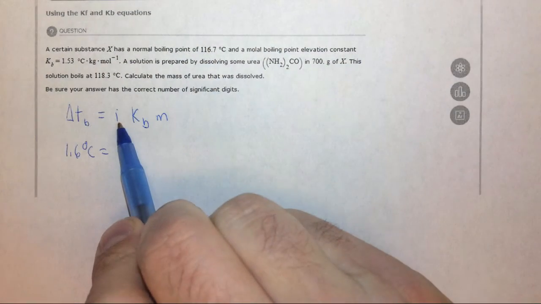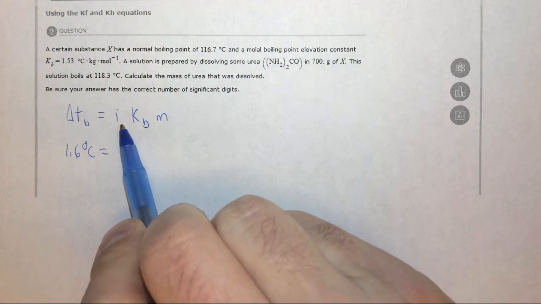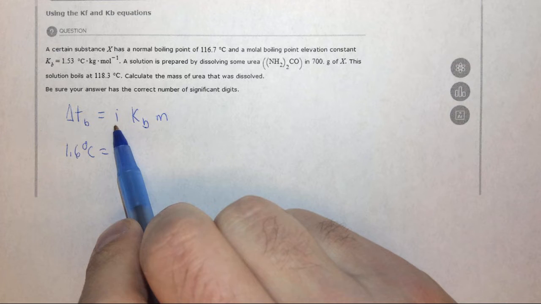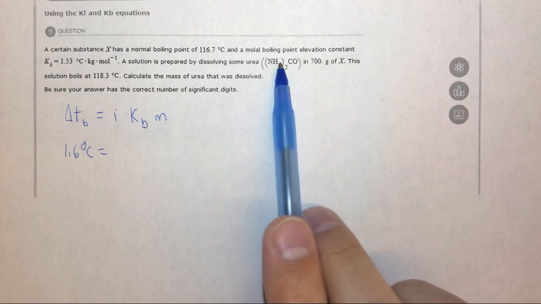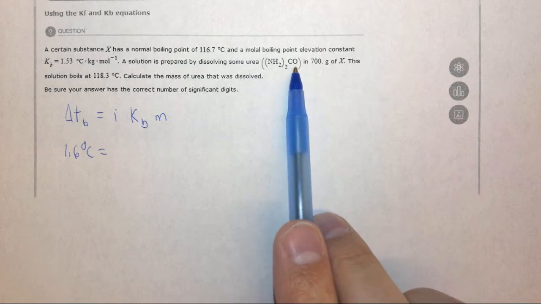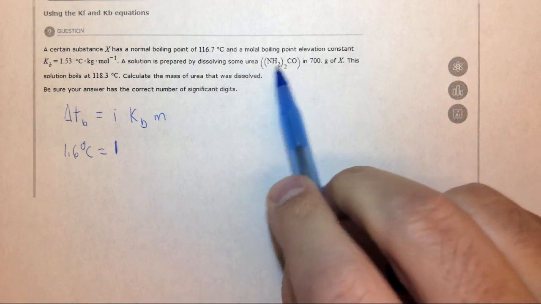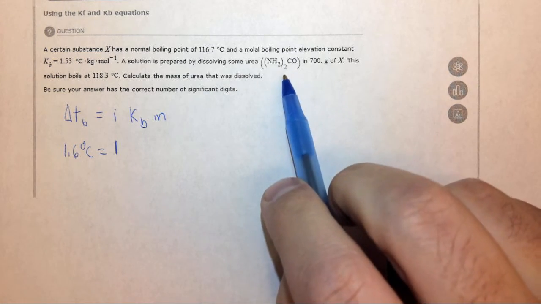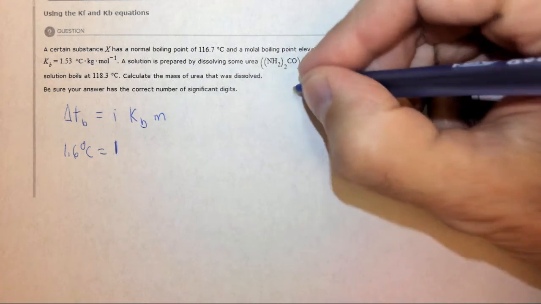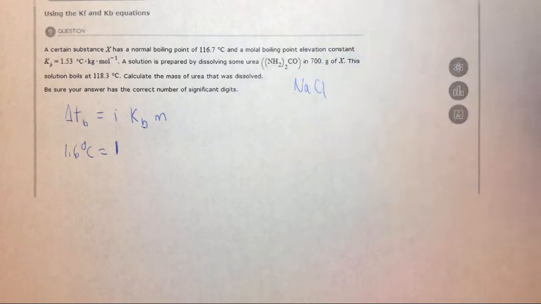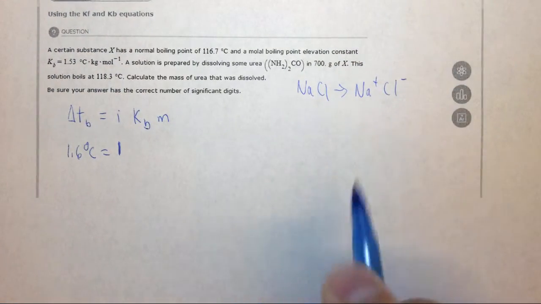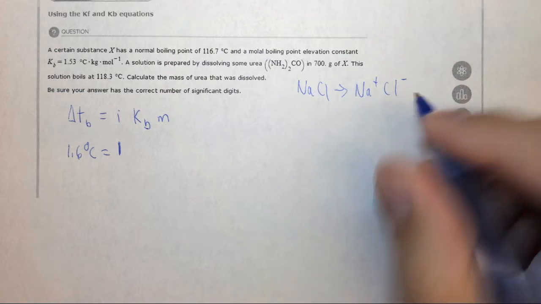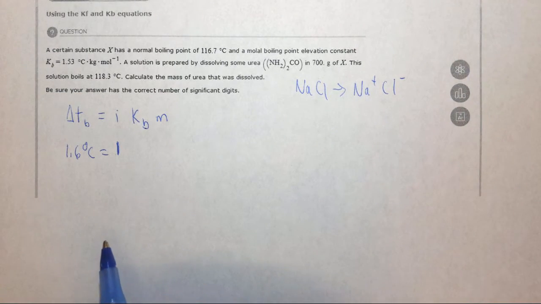Equals i, the van't Hoff factor. In other videos on this playlist, we talk about the van't Hoff factor, but the van't Hoff factor for a covalent compound, a compound which contains no metals, is 1. When you dissolve a covalent compound in water, it stays intact. Versus if you dissolve an ionic compound, like say NaCl in water, you would get Na+ and Cl-. So therefore you'd have two species in solution, and the van't Hoff factor would be 2.